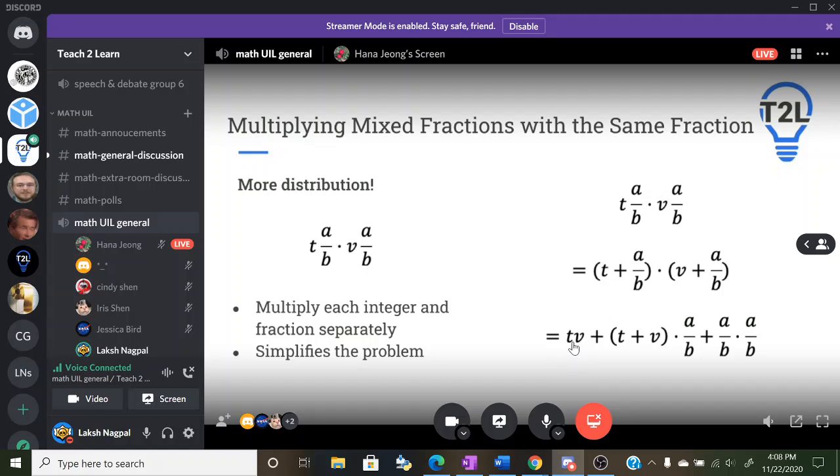There's a first part where you multiply the whole number by the whole number. There's a second part where you add the whole numbers, so t plus b, multiplied by whatever the fraction is, so a over b. And then the third part is just to multiply the fractions by each other. So that's a times a, and b times b, or you can just do a over b squared. And it'll make more sense in the practice problem next.